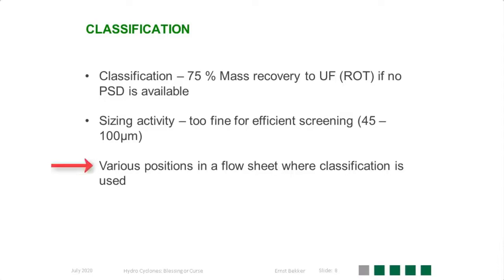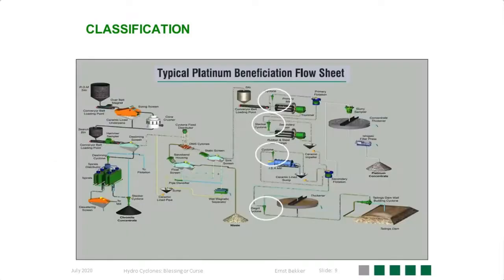There are various positions of hydrocyclones in a process flow sheet. The flow sheet that you're looking at is that of a platinum process. You will see there are some other cyclones that are not circled by the white circles. That will be discussed during this presentation, except for the cyclones in the center of the presentation, which are called dense media cyclones, and that does not form part of this presentation. The cyclones circled in white indicate the different applications in the process where the hydrocyclone can be used.